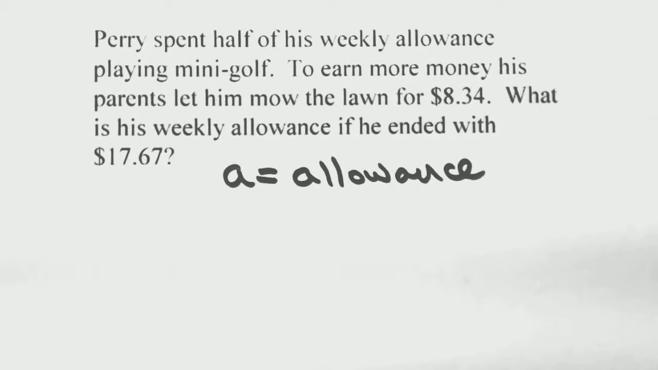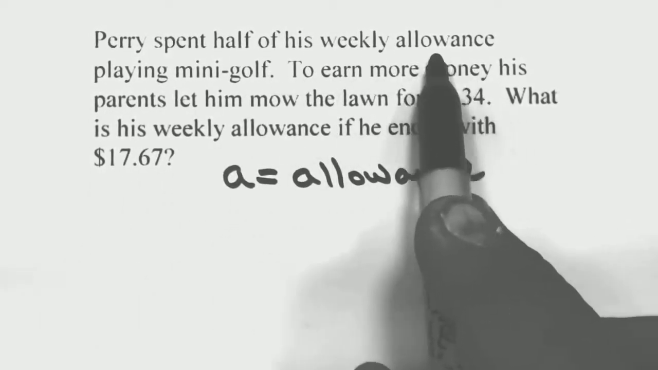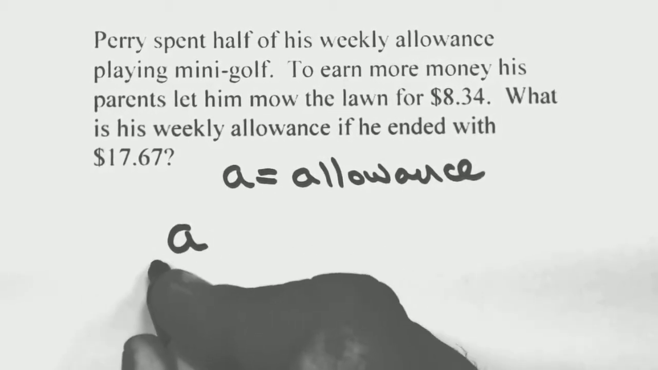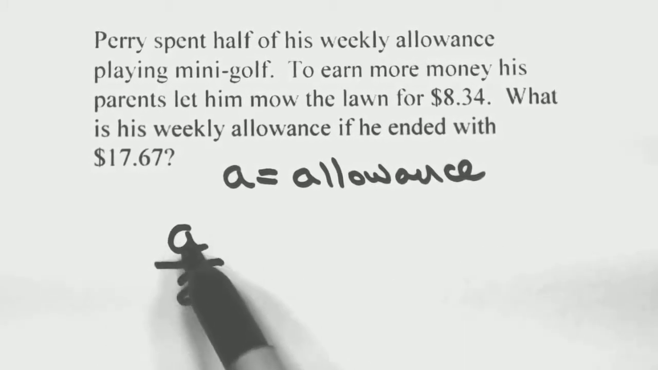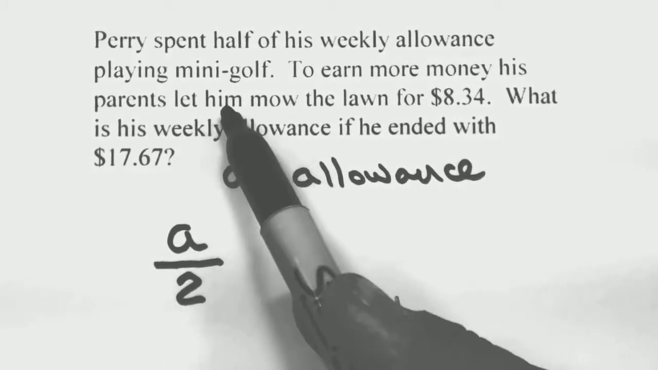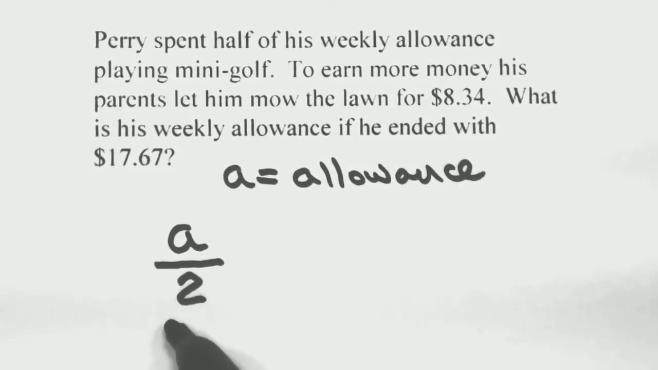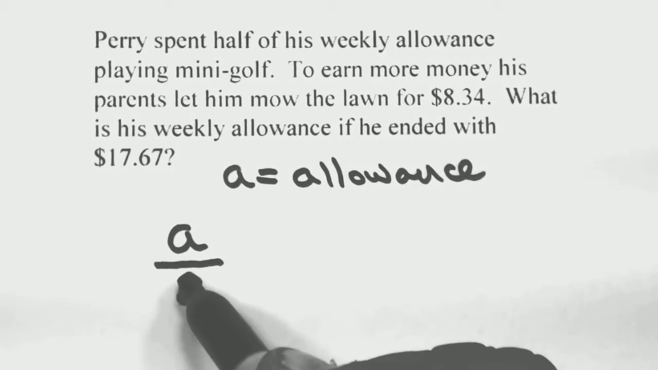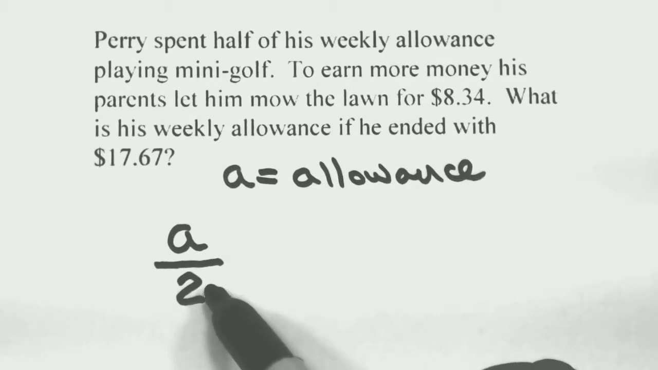Okay, well, then let's mimic here what he did. He spent half of his allowance playing mini golf. So whatever his A is, if we divide it by 2, that's going to give how much he spent playing mini golf. We could have also multiplied by 1/2. That would have done the same thing. Now, that's how much money he's got left after he spent half of it to play mini golf. He's still got half left.